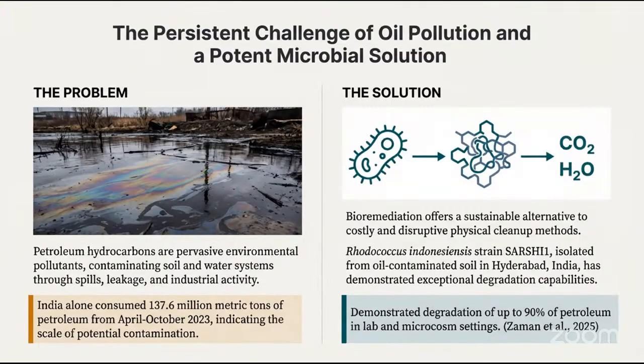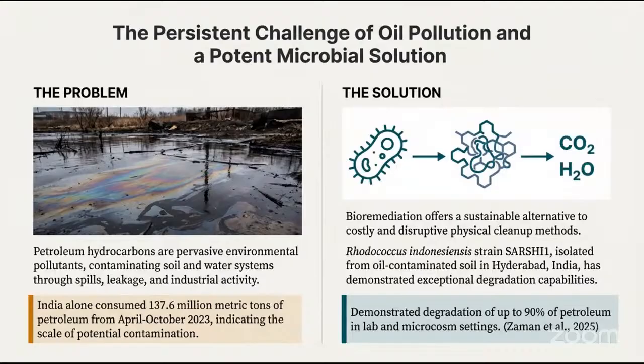If you see, in India itself, from April to October 2023, we consumed almost 137 million metric tons of petroleum. Imagine, this is just for 6 months in India, and if you consider the whole world, we are using petroleum in a huge amount. If spillage or leakage is happening, it is contaminating our environment. It can contaminate the soil and the water, and it needs to be handled in a cost effective way. One of the solutions is using microorganisms which are always present, but we need to find out what microorganisms are actually good for this purpose. So bioremediation is one of the solutions.